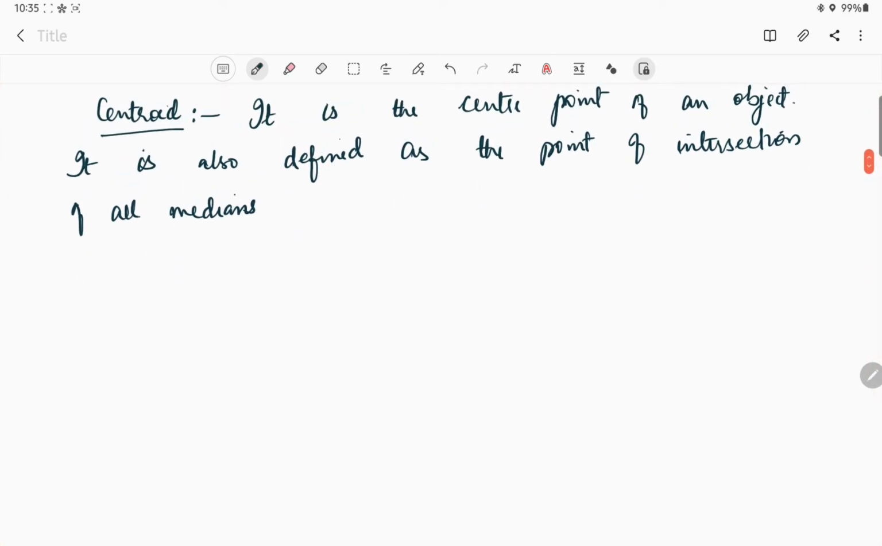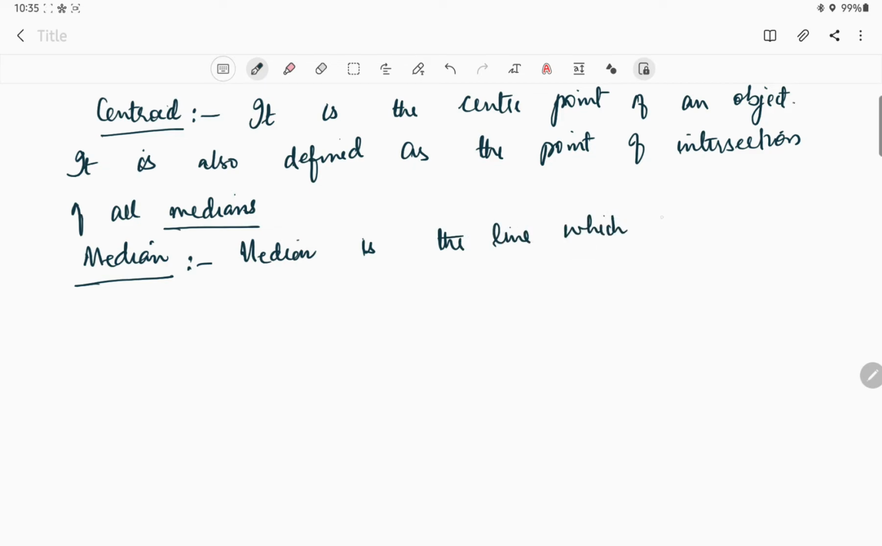So what is a median? Median is the line which joins the midpoint of all sides.